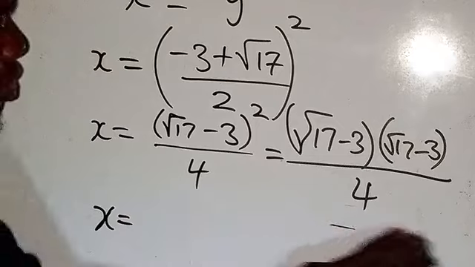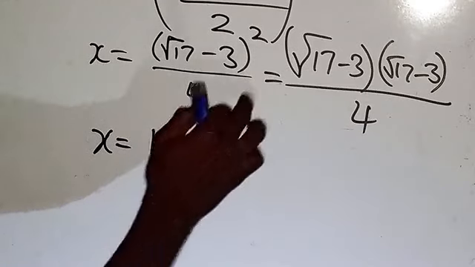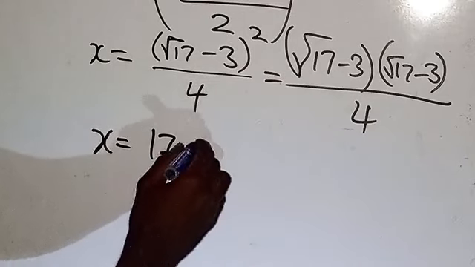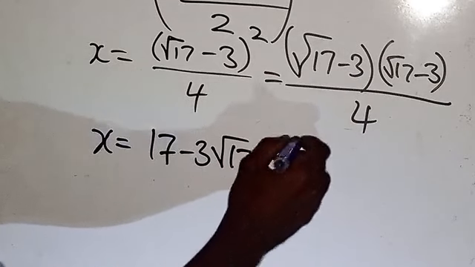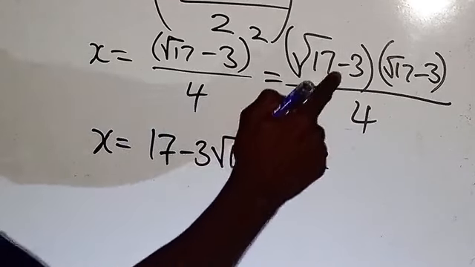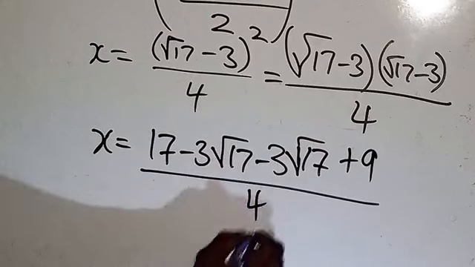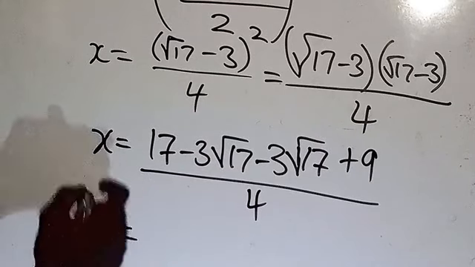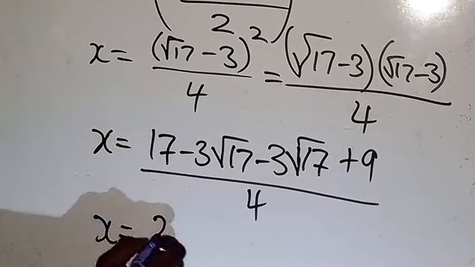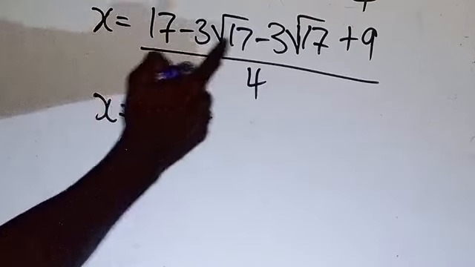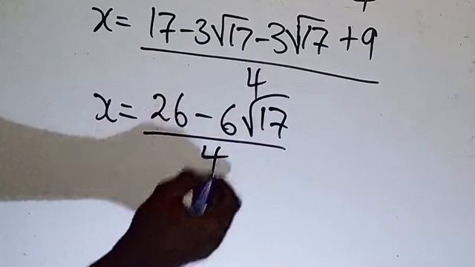So therefore we're going to have this times this, 17. Root 17 times minus 3 gives minus 3 root 17. Minus 3 times root 17 gives minus 3 root 17. Then minus 3 times minus 3 gives plus 9, all over 4. So we have x equals, now 17 plus 9 is 26, minus 6 root 17 all over 4.